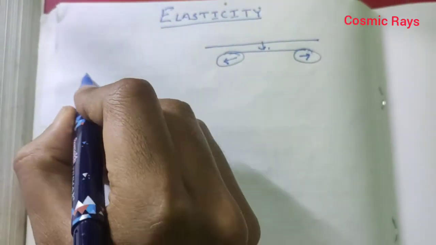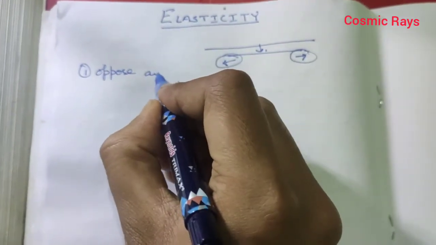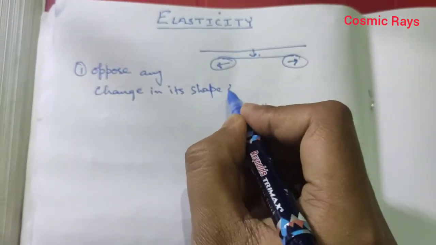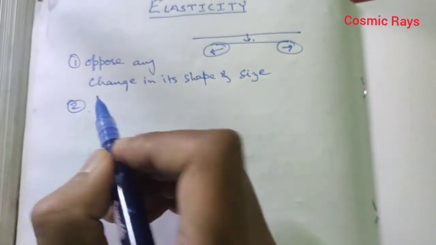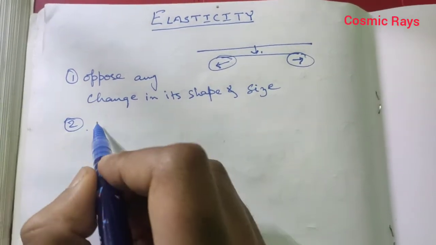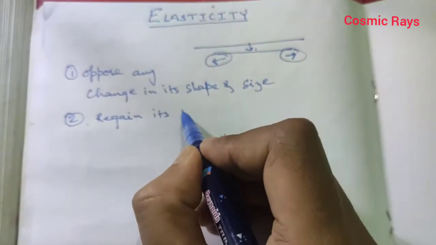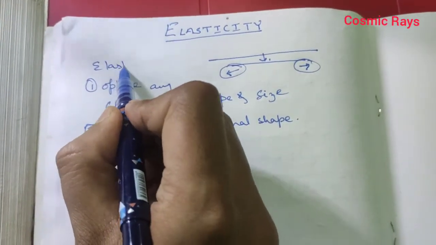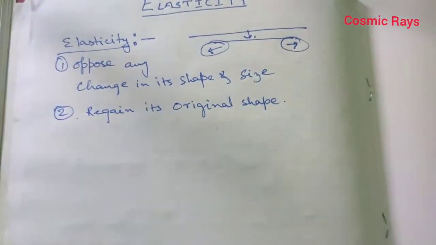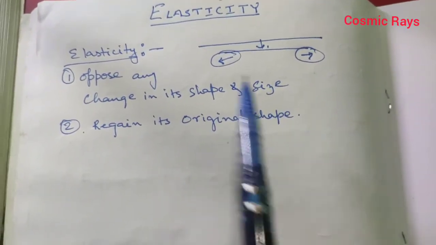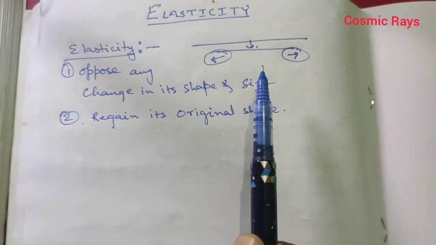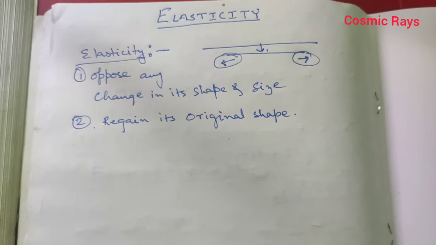It is the property of any material by virtue of which, firstly, it will oppose any change in its shape and size, and secondly, once the deforming force has been removed, it will regain its original shape. So this is known as elasticity. By virtue of it, the material will oppose any change in its shape and size if you apply deforming forces, and once the deforming forces have been removed, it will regain its original shape.